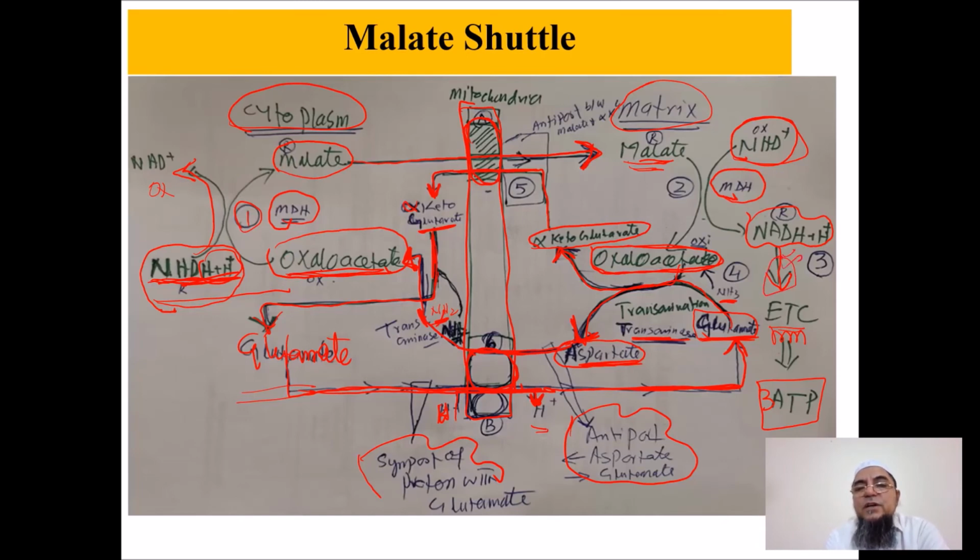But now we need to regenerate this oxaloacetate. Oxaloacetate cannot cross the mitochondrial membrane, so it will get an amino group from the glutamate and be converted into aspartate. The glutamate will convert into alpha ketoglutarate. Alpha ketoglutarate will come out to the cytoplasm, aspartate will come out to the cytoplasm, and then again there will be a transamination. Aspartate will convert into oxaloacetate, alpha ketoglutarate will convert into glutamate, and glutamate will reverse back to the mitochondria. This system is active in human systems, in animal systems, and it is very active in the liver and kidneys.